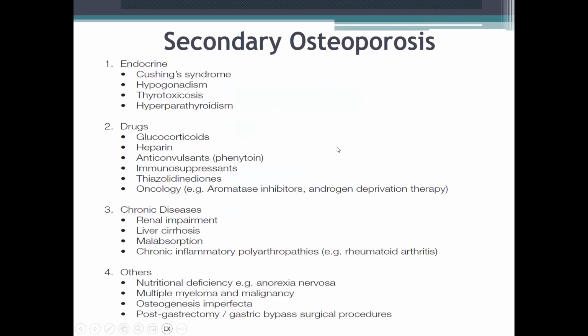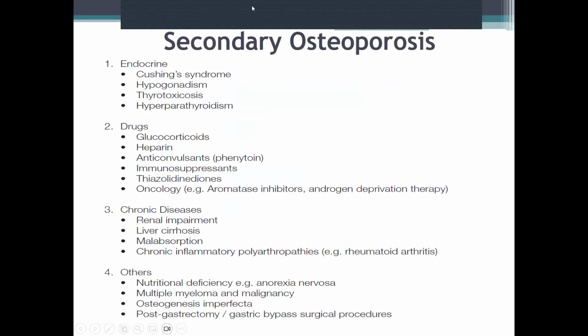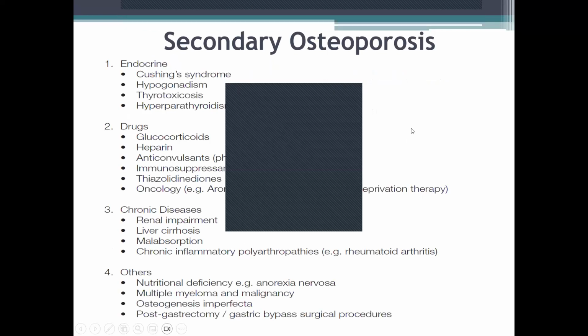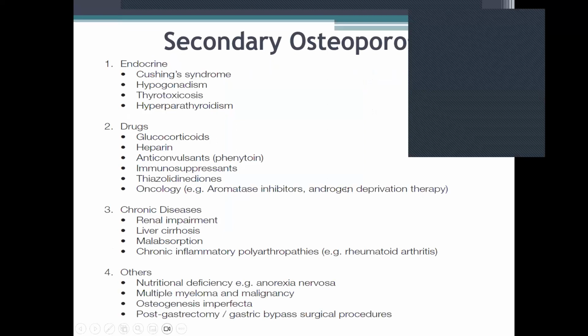Secondary causes of osteoporosis include endocrine causes like Cushing's syndrome, or patients who have hypogonadism or are thyrotoxic, or if they have other conditions like hyperparathyroidism. If patients are on steroids, then they would also be at higher risk of reduced bone mineral density. And if they've been on steroid therapy for more than 3 months, at least a prednisone dose of more than 5 milligrams daily, then they would be at risk for osteoporosis.